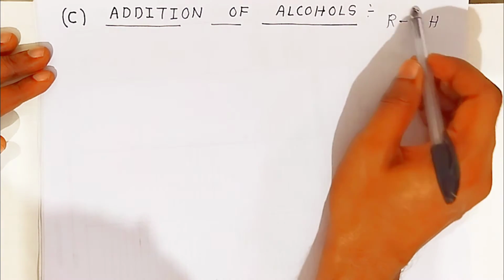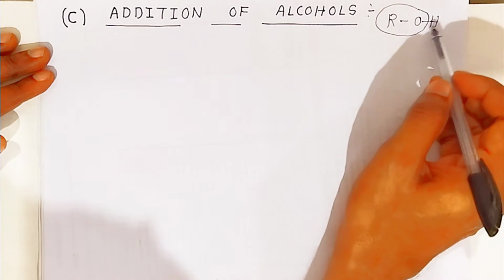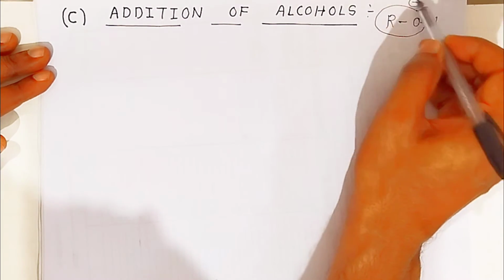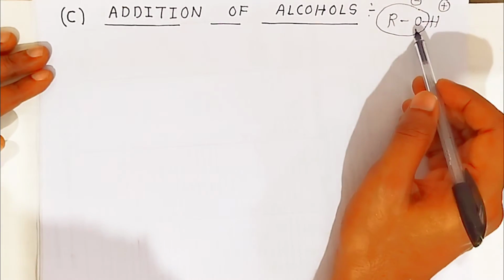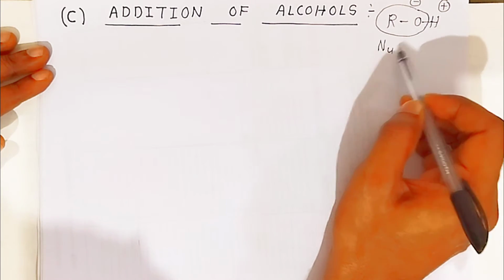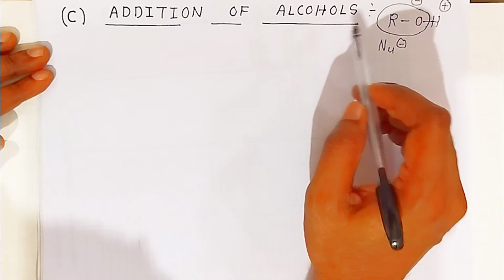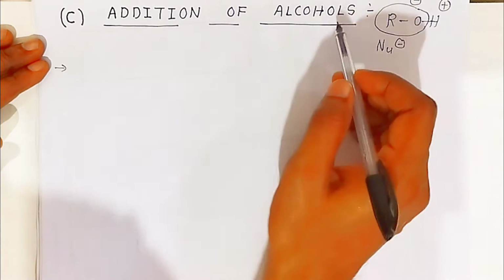Here students, this is the alkoxy group. This alkoxy is negative charge and this hydrogen is positive charge. The alkoxy will act as a nucleophile. So here students, we have aldehyde and we are going to add the alcohols.